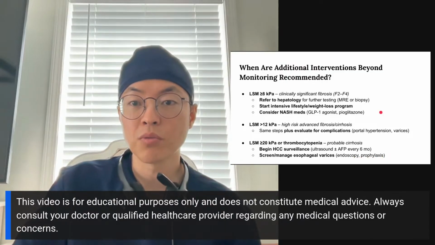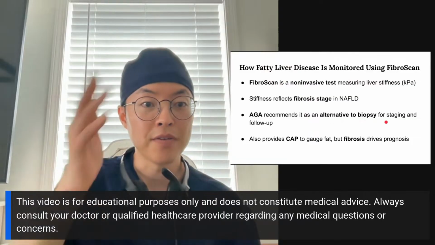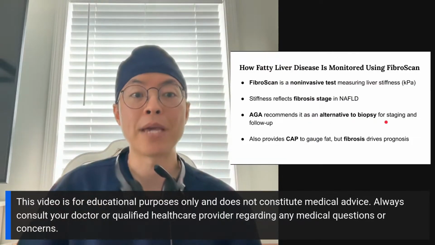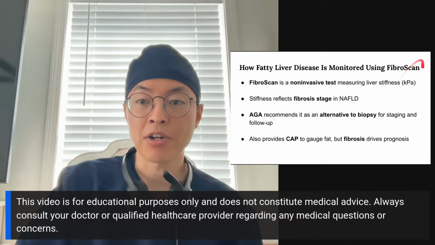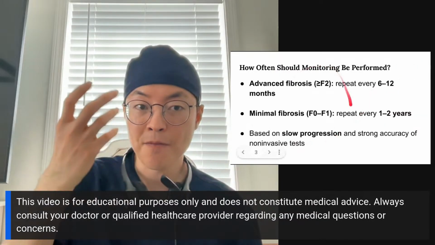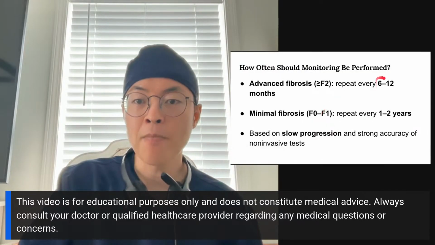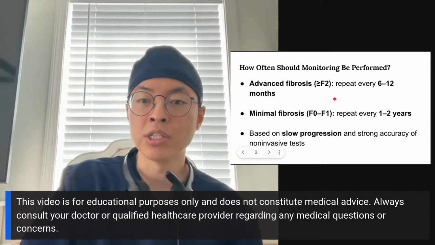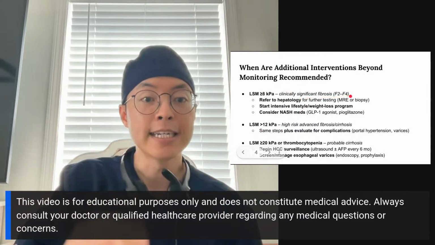So this is what we do when we have fatty liver disease. It's not just, oh, you have fatty liver disease, you have to lose weight. No, we have to act on it. We begin with FibroScan monitoring. Depending on the severity of the fibrosis on the FibroScan, we monitor it at different intervals. And depending on the severity of the fibrosis, oftentimes we move on to the next step.